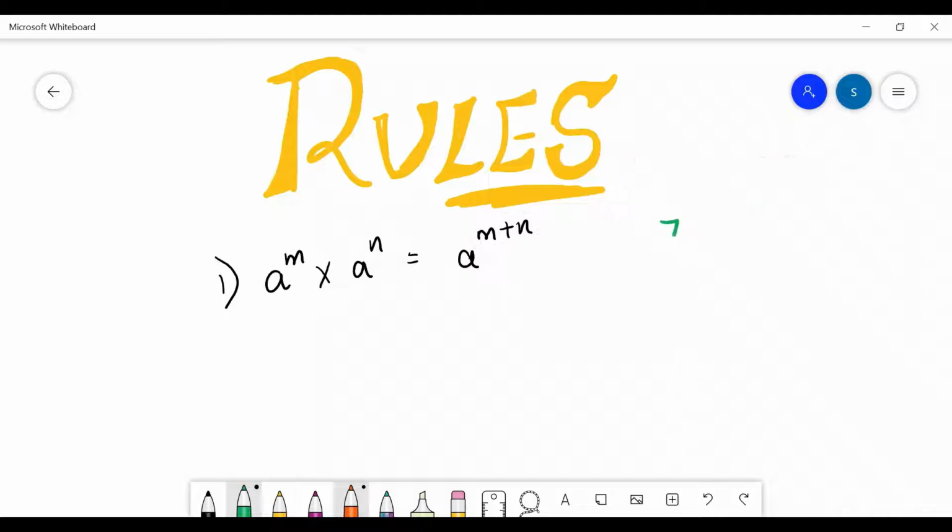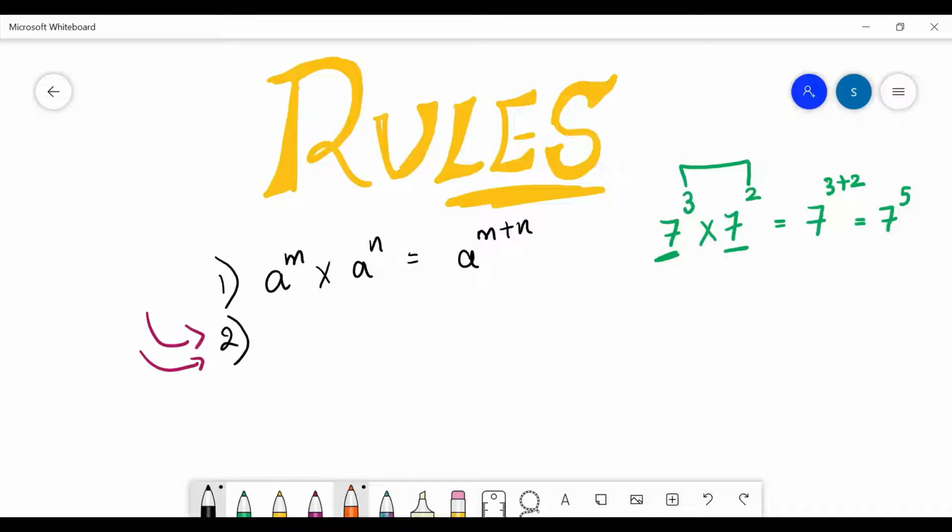For example, let's say you have 7 power 3 into 7 power 2. Since the bases are the same, which is 7, the powers are added. So the answer is 7 power 3 plus 2, which means 7 power 5.